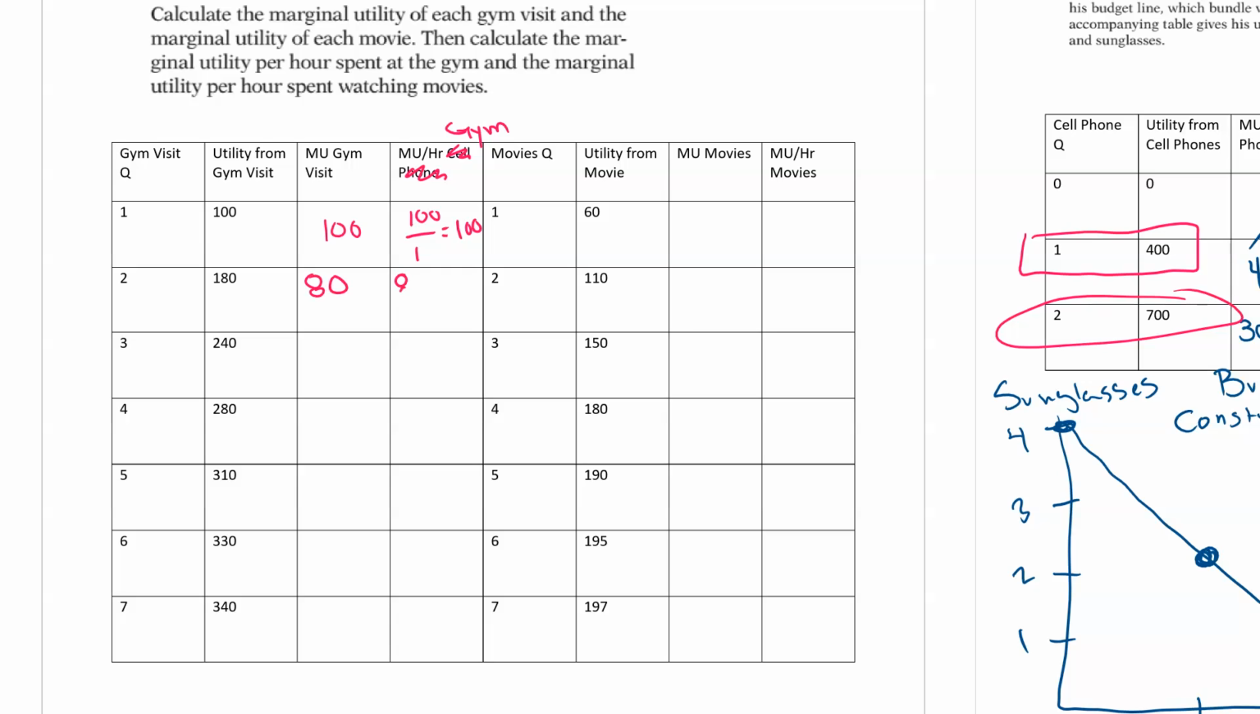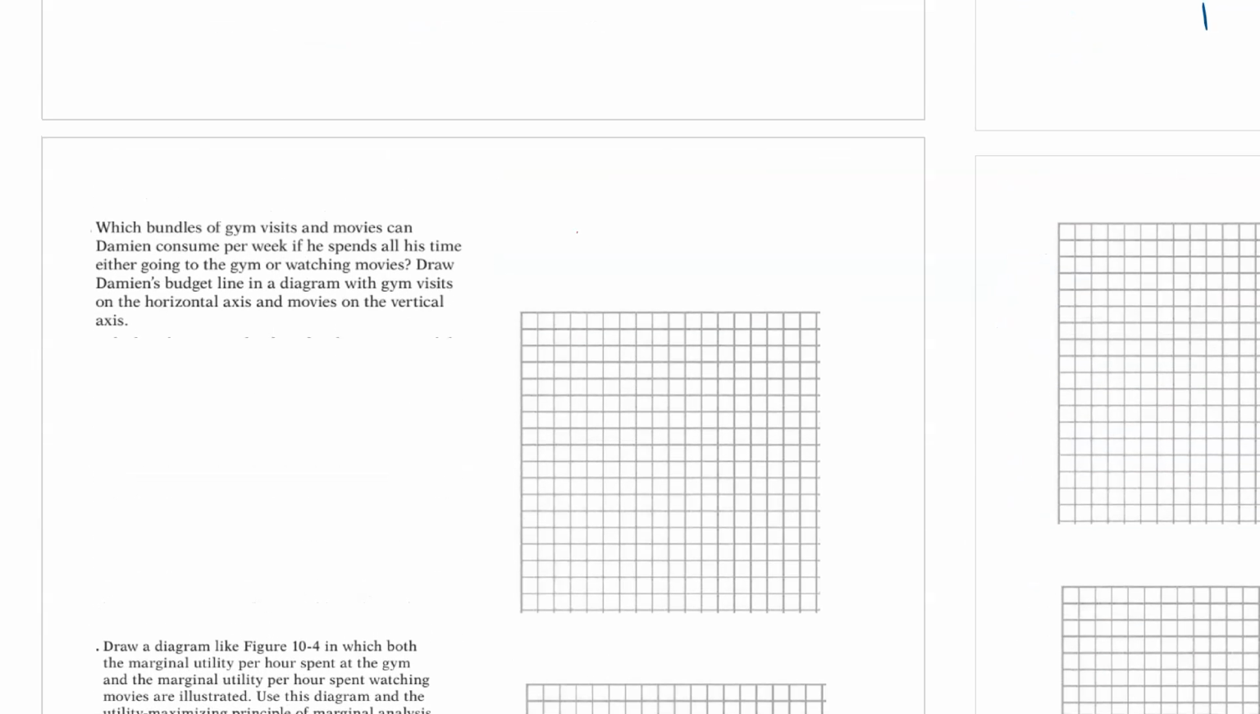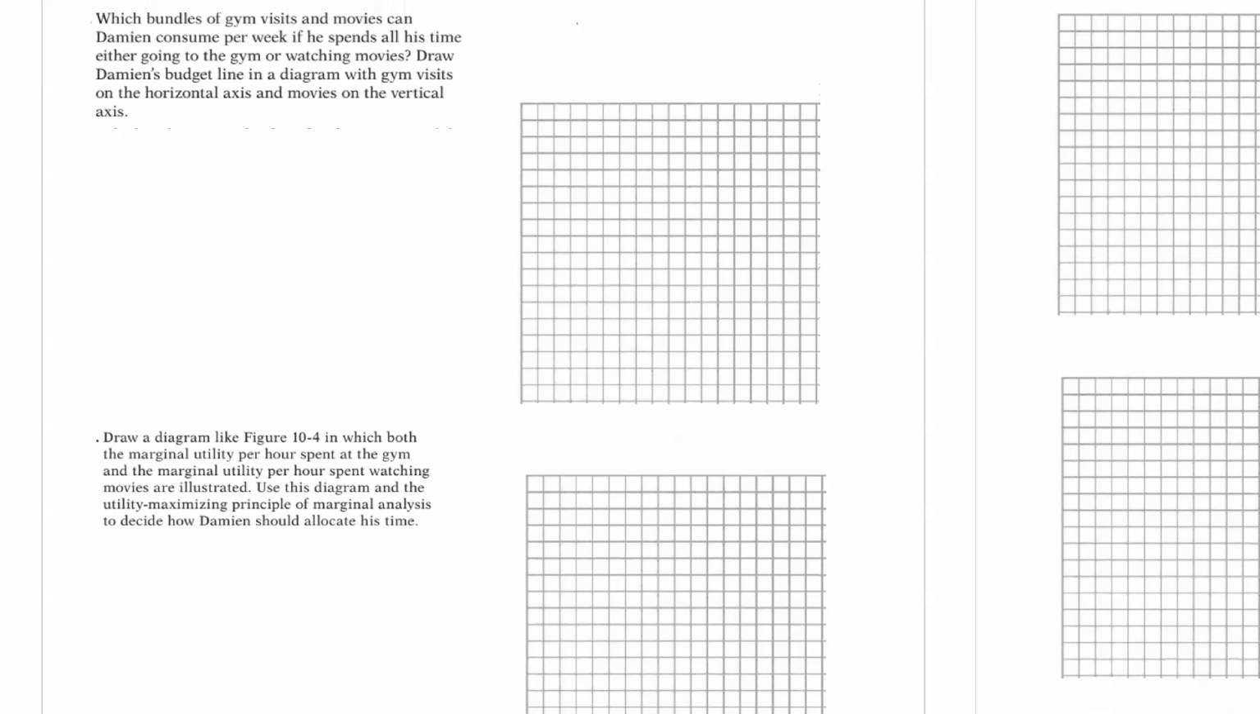All right, and then our marginal utility per hour, we're watching for 2 hours, so that would be 40. So that's what you're going down by. The next one over here, you would divide by 3, right? Because you got 3 hours of consumption. So you're going to complete this table, and then you're going to make a budget constraint graph. And then you're going to draw a utility graph.